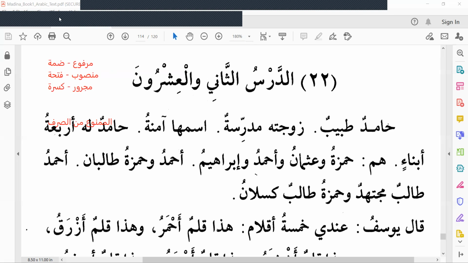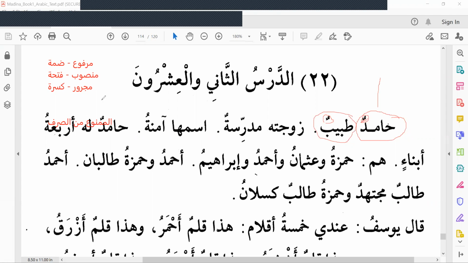Marfu, mansub, majroor. All these are the names of the state. Okay. That means Hamidun is mubtada, tabibun is khabar, correct? So Hamidun is in the marfu state. Mubtada should be marfu. And khabar should be marfu. The state of the noun is marfu. Dhamma is the sign. This sign, right? This is called dhammatain. Dhamma, if single, then we say dhamma. If two harakas, we will say dhammatain.